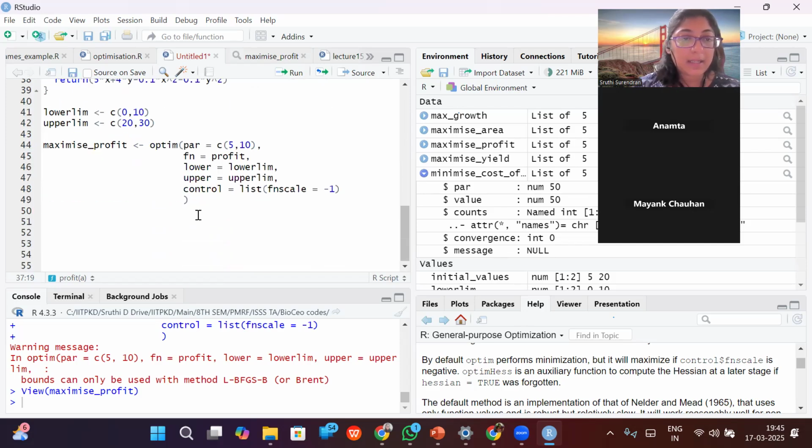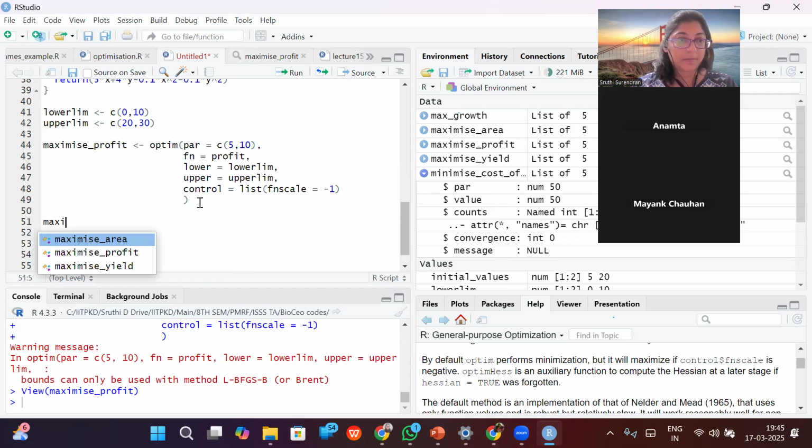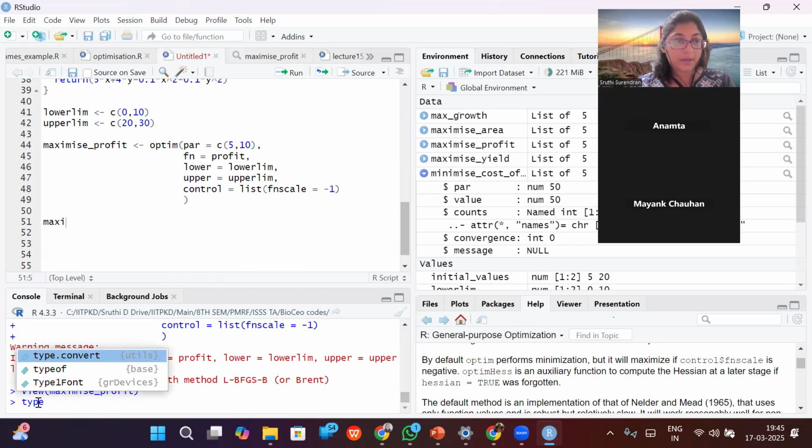And again, if you want to access this, now we have the maximum profit as the objective function. So maximize profit is in the form of a list. If you see here, type of maximize profit.